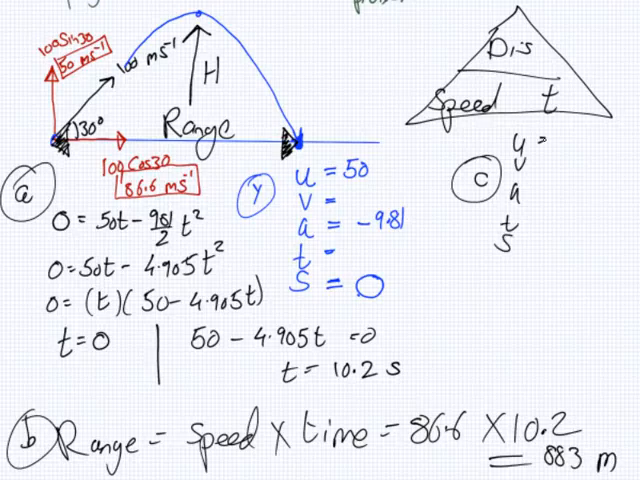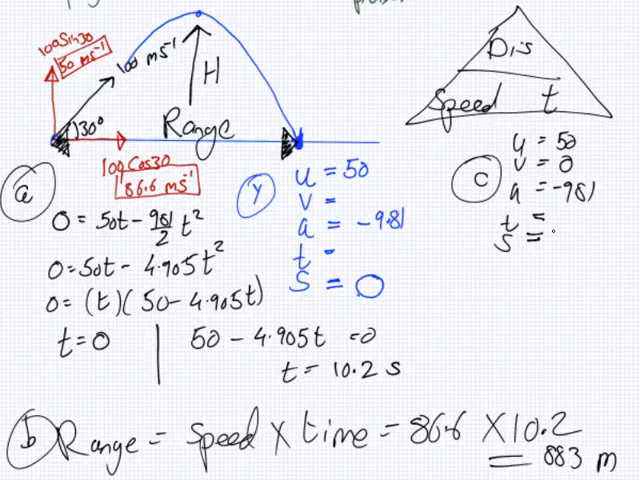U, V, A, T, S. The U? 50. V? Don't know. Oh, we do. 0. A minus 9.81. T we don't know. We kind of do, but we don't really. We can work it out by dividing by 2. The S is what we want. So what formula should I use here?